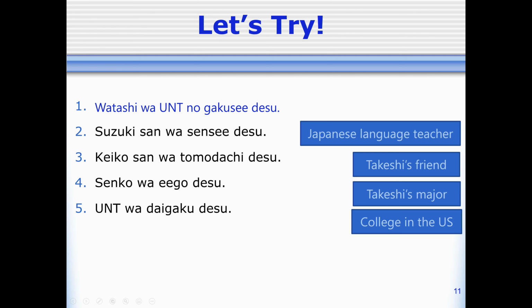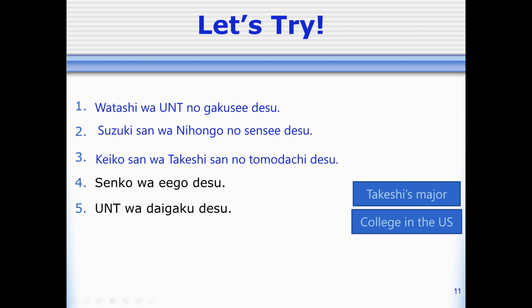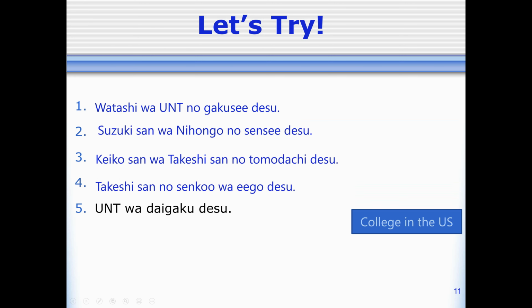Got it? Okay, let's check together. So, Japanese language teacher. 日本語の先生。鈴木さんは日本語の先生です。Say Takeshi's friend. たけしさんの友達。けいこさんはたけしさんの友達です。Takeshi's major. たけしさんの専攻。So instead of 専攻、たけしさんの専攻は英語です。College in the US.